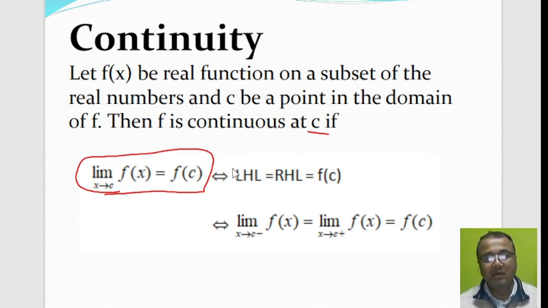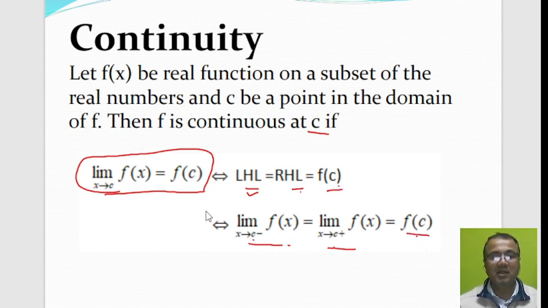You can define it another way also: if the left hand limit and the right hand limit are equal to f(c), then you can say that the function is continuous. The left hand limit we define as the limit of x tends to c minus of f(x), the right hand limit as limit x tends to c plus of f(x), and f(c) is the value at c. If these three are equal, then you can say that it is a continuous function.